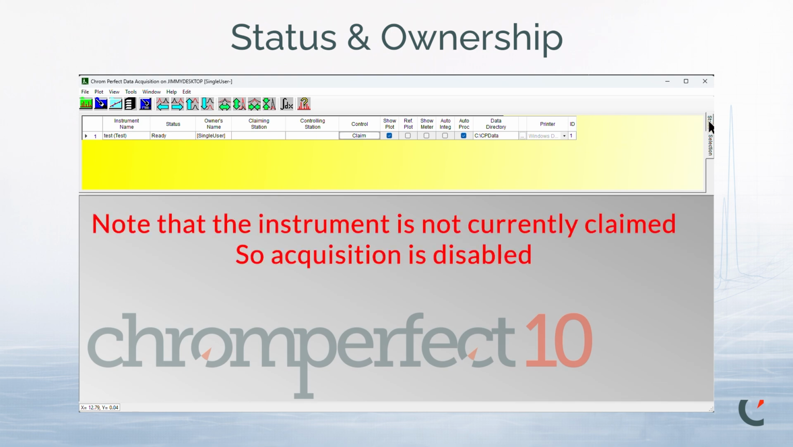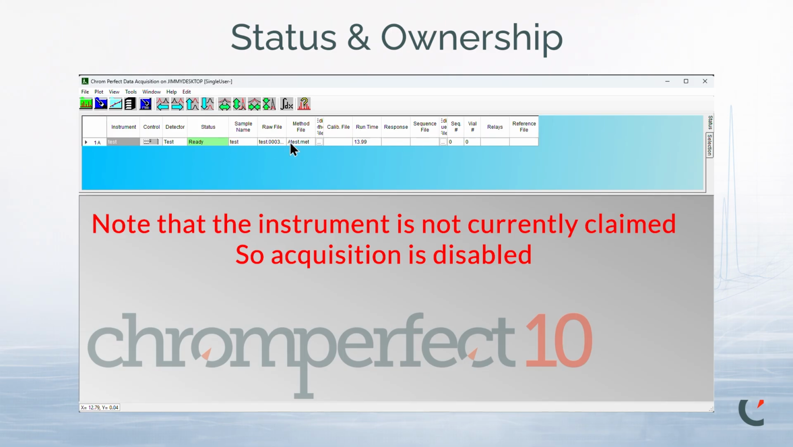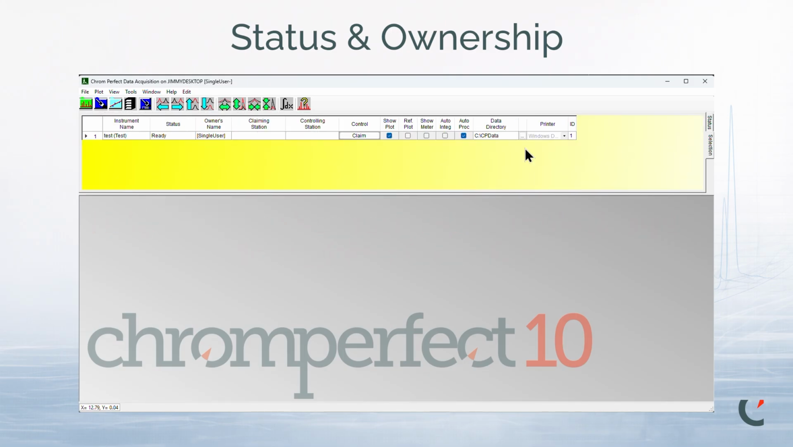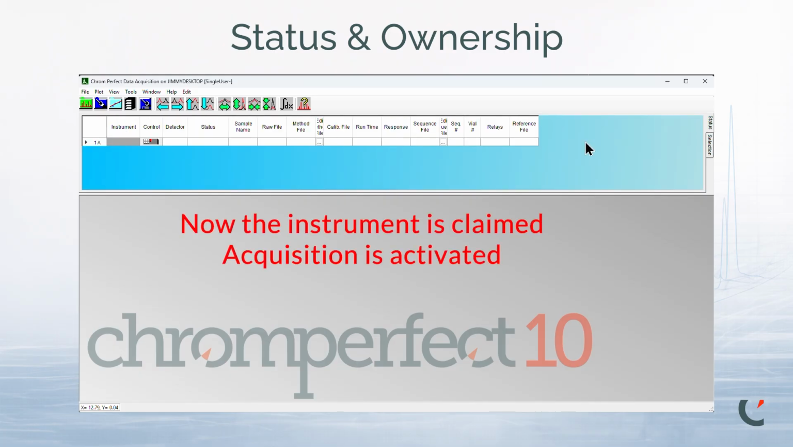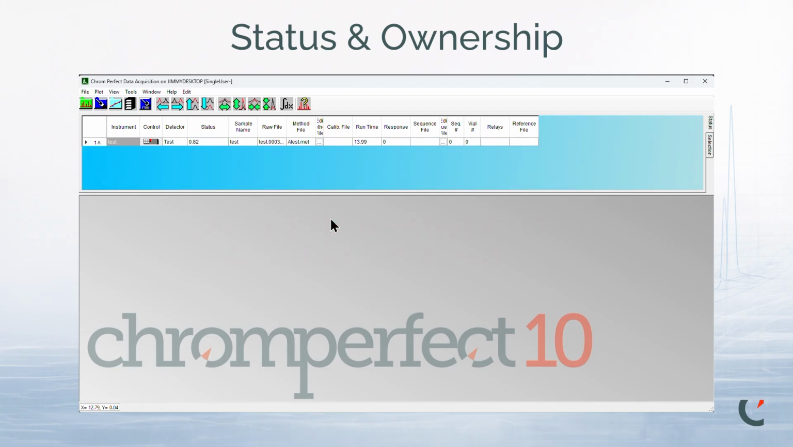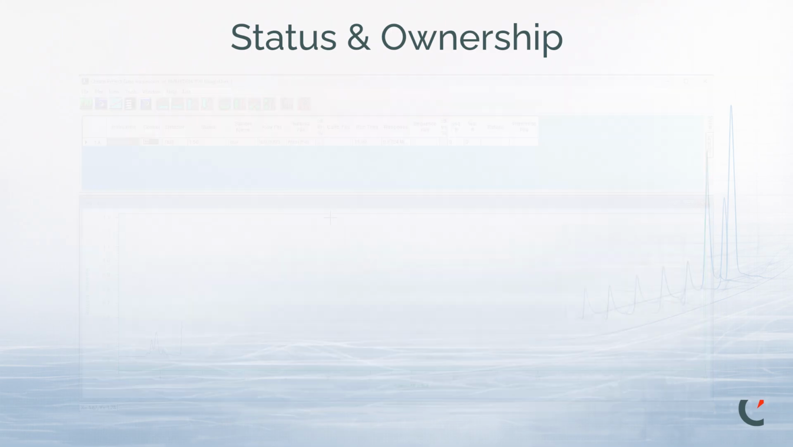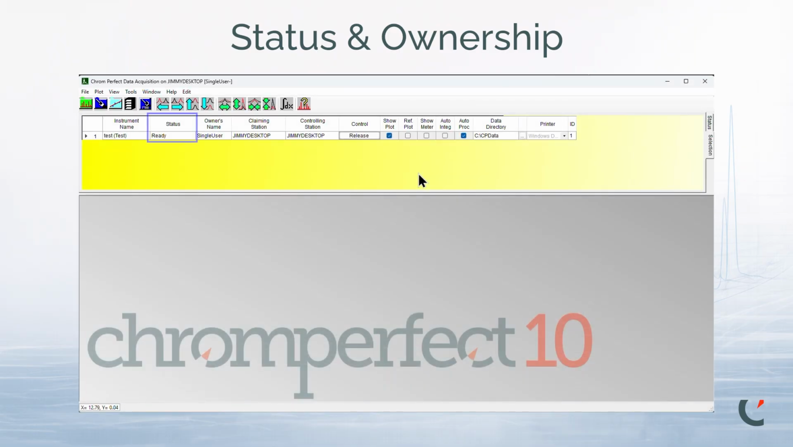Chromperfect supports multi-user logins and user privileges. The claim and release feature exists to allow different users to work independently without interfering with one another. This prevents another user from modifying instrument settings or starting a run while someone else is actively using the instrument. For now, it is sufficient to understand that status describes the acquisition condition, while claiming determines who has operational control.